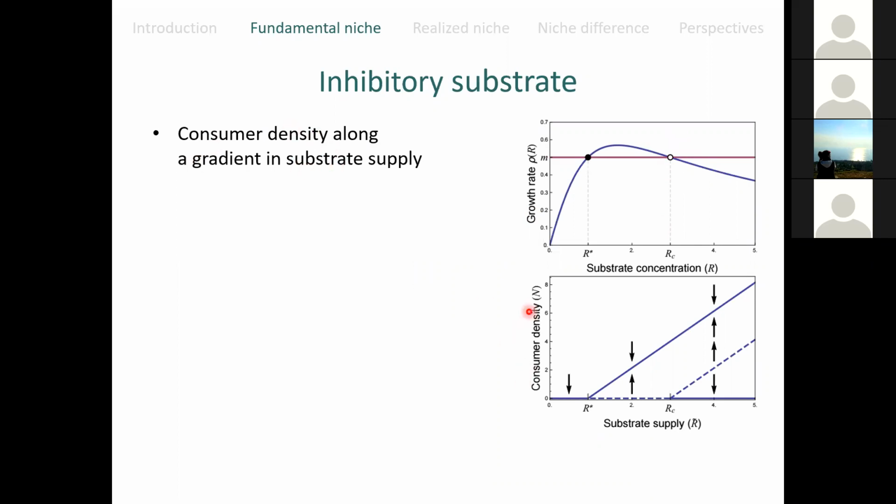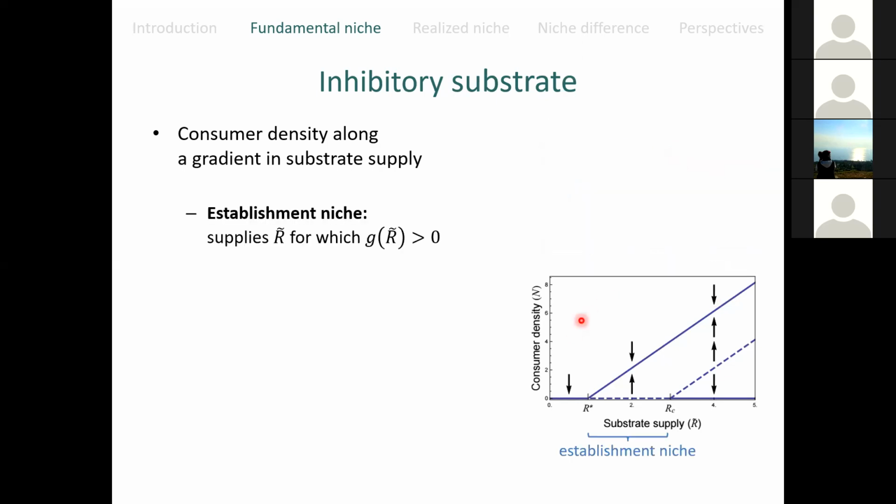So let's look at the consumer density along my substrate supply. And not surprisingly, you can see that above RC, there's a region where I get alternative stable states between my consumer going extinct or my consumer persisting at high positive density. And they're separated by an unstable regime here around RC.